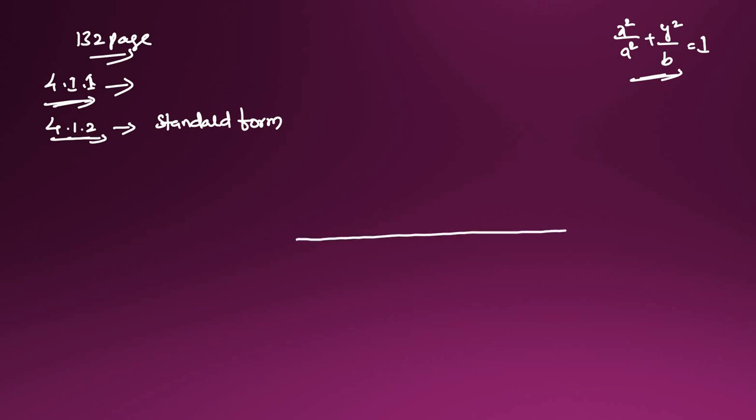I'm drawing the diagram that is given on page number 132. So this is X, and this is X dash. Now here the ellipse is given. Sorry, I will write it again more neatly. So the ellipse I'm drawing like this. Okay, I think it's good.